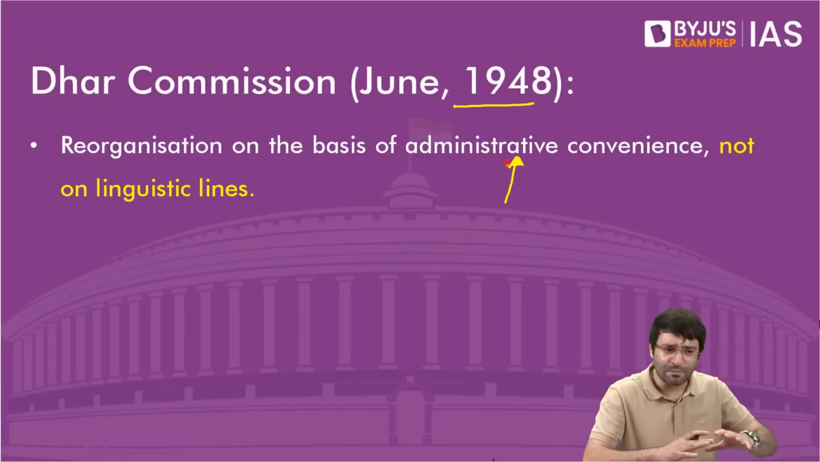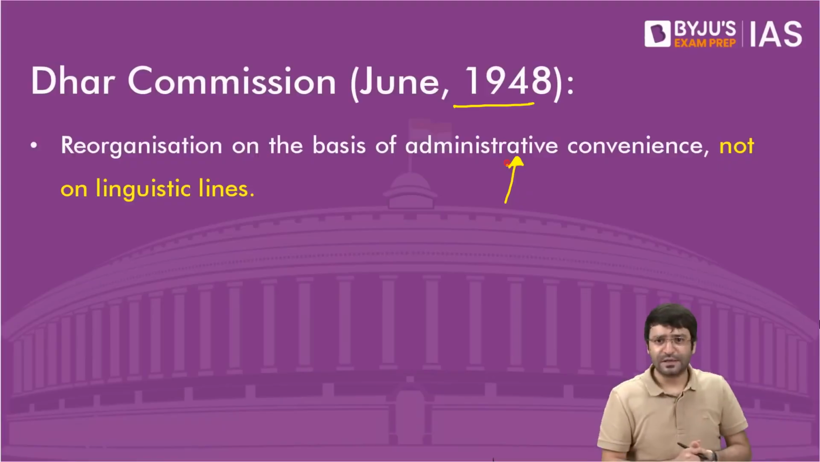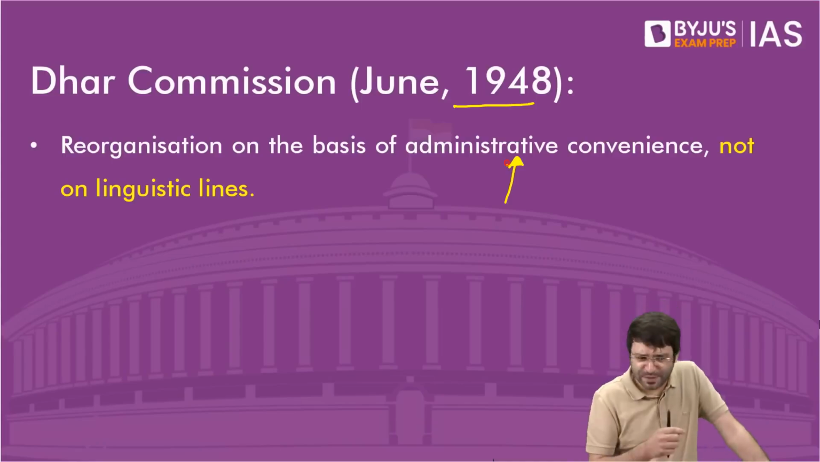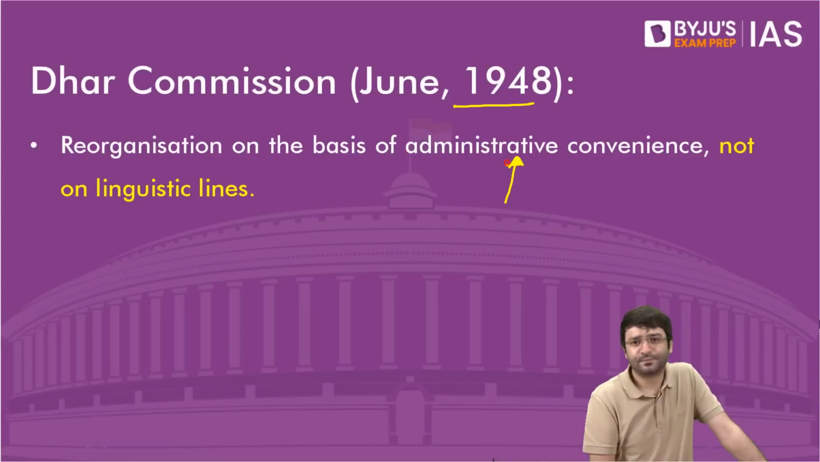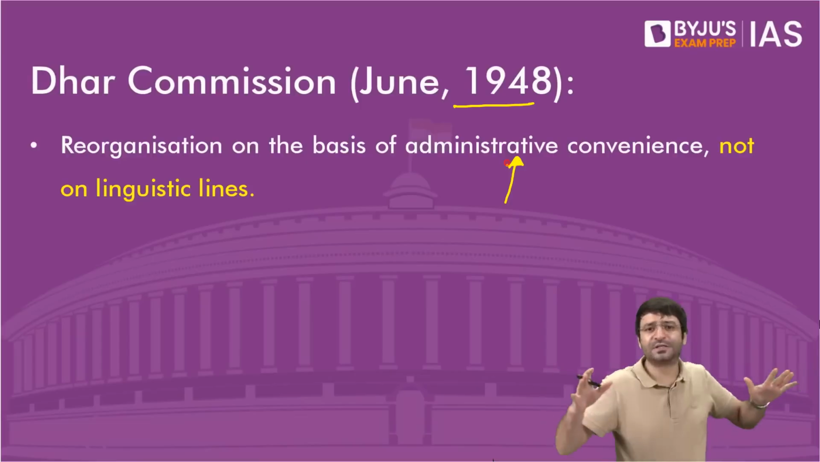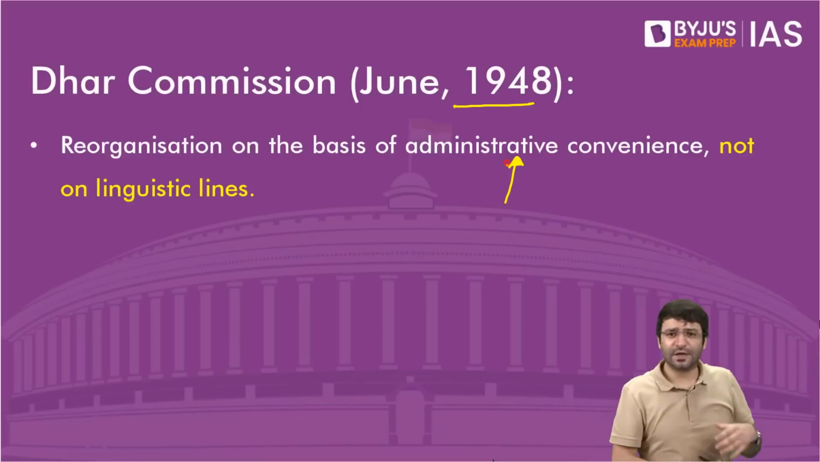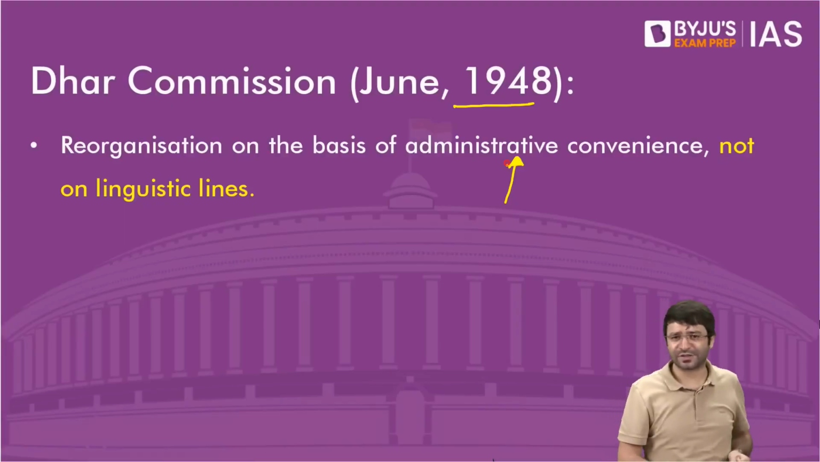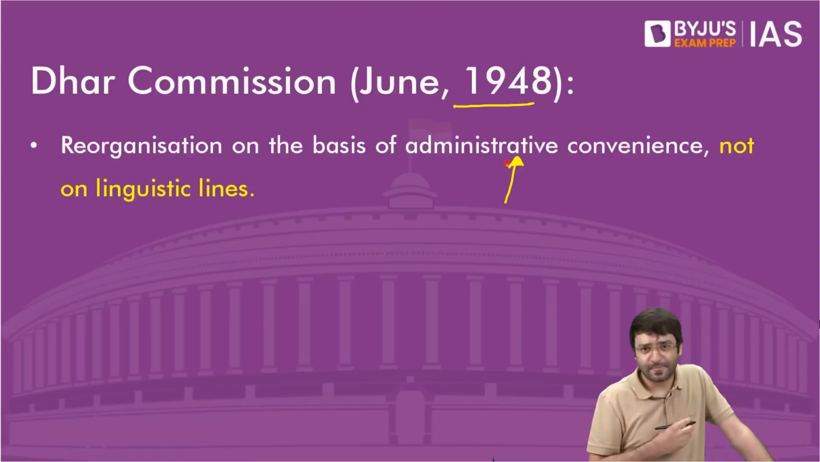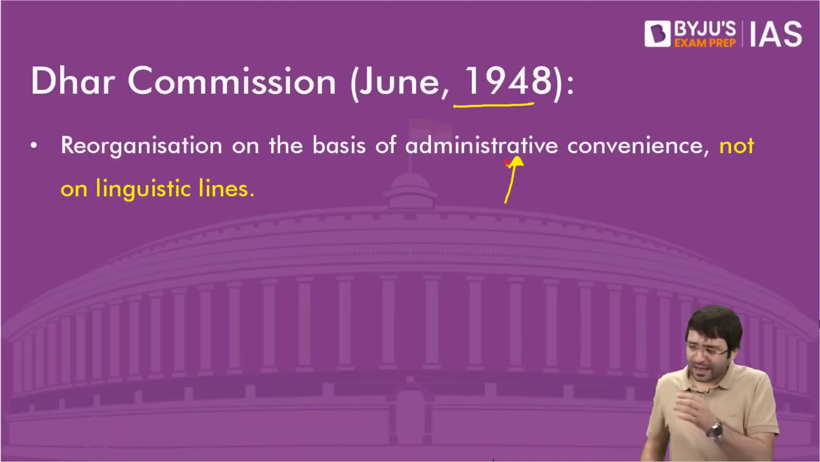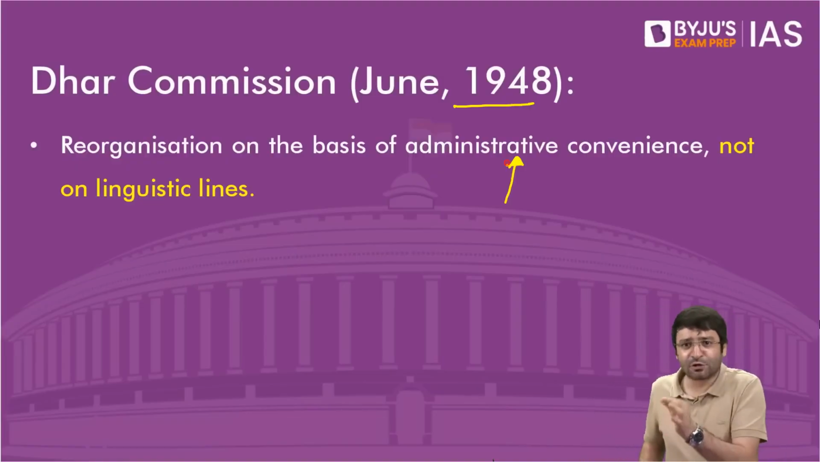For example, if there is a bigger state with massive area and massive population, it becomes difficult to govern that state because it is geographically spread over a large area, and it becomes difficult to manage. If you are a student of public administration, there is something known as span of attention or span of control. For example, if I'm an individual, how many individuals can I control?